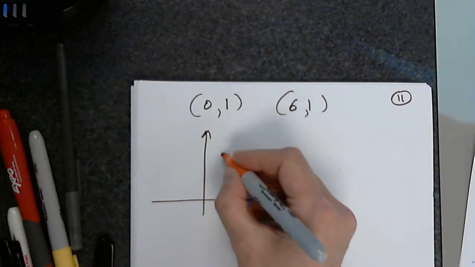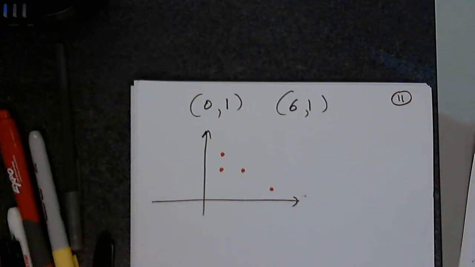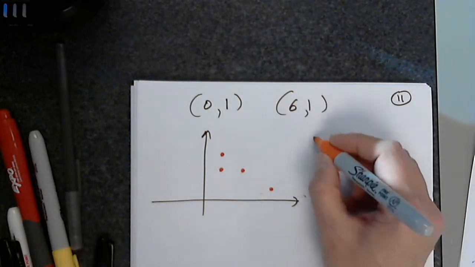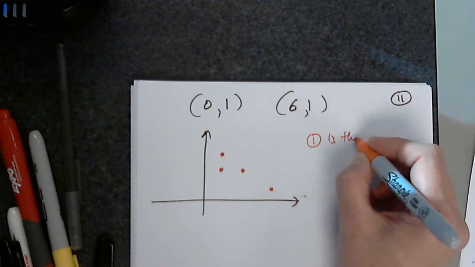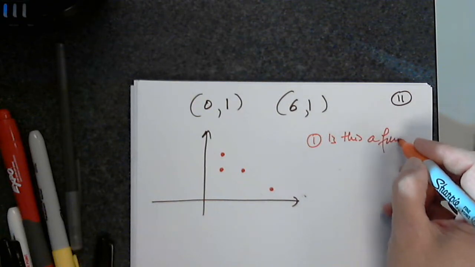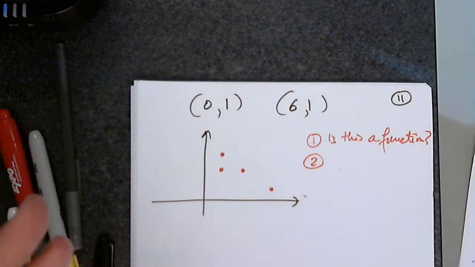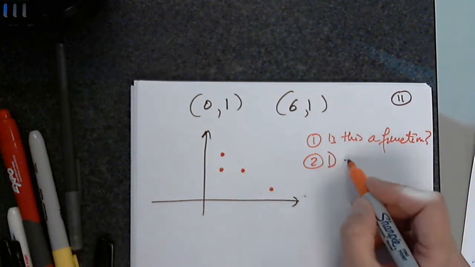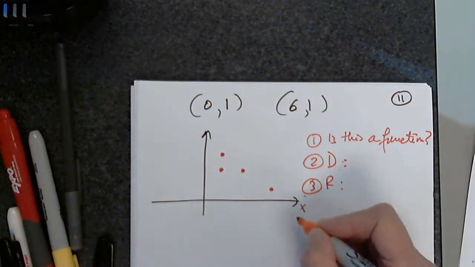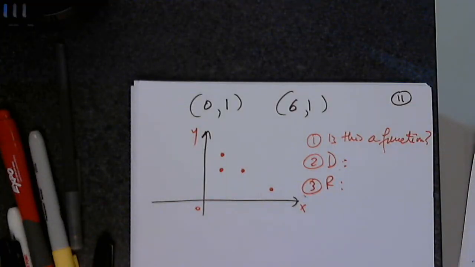If a graph is given like this, you're not allowed to connect the points. This is the graph. I'm going to ask you a couple of questions. One, does this graph represent a function? Second, if it is or it's not, there is always a domain. So I want the domain. And question 3, I want the range. So first question, is this a function?